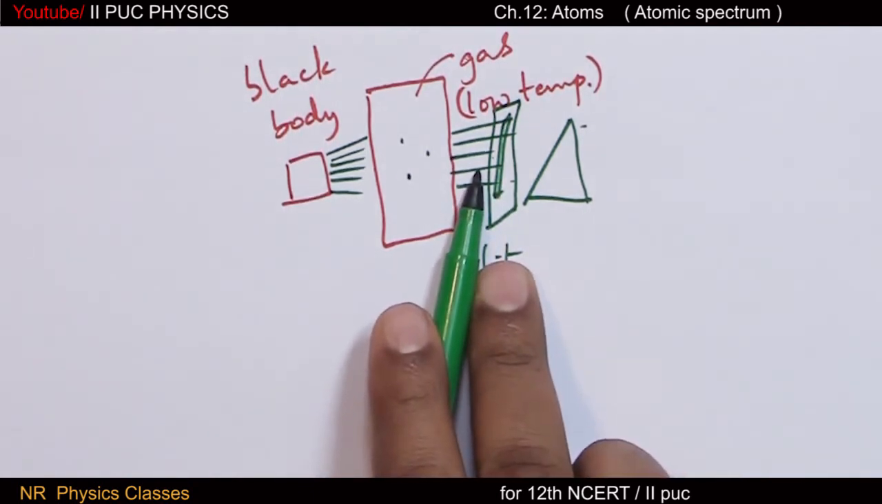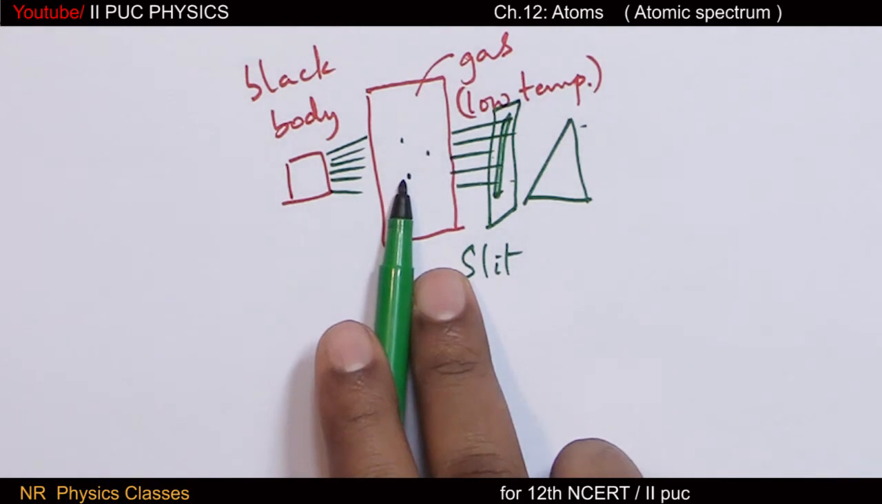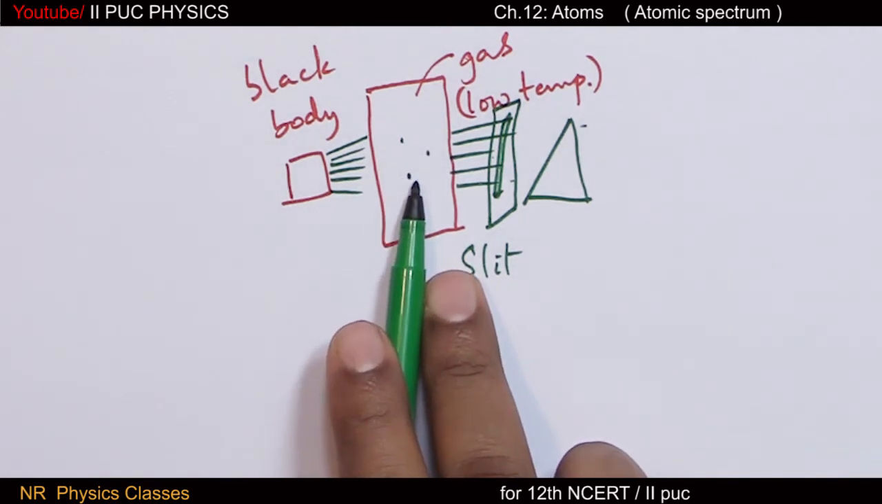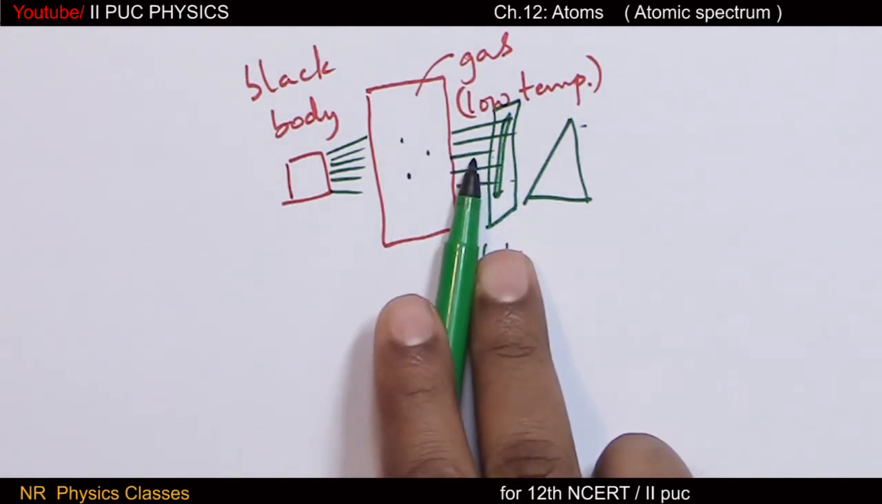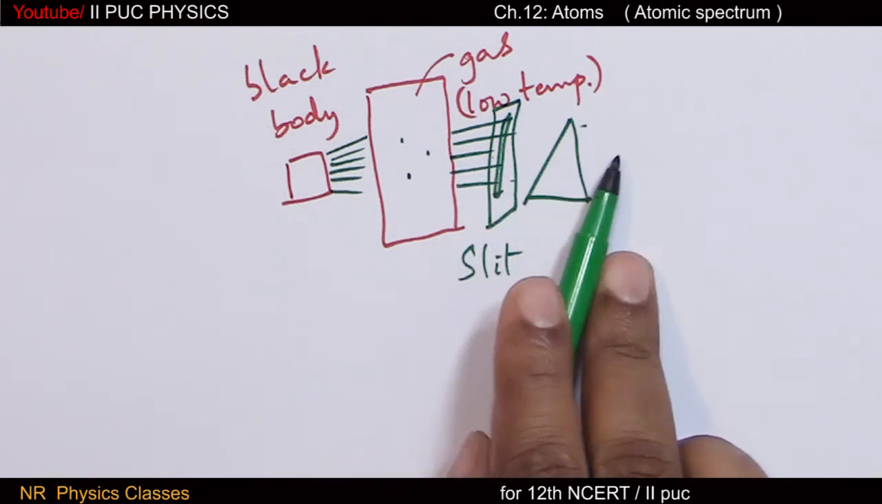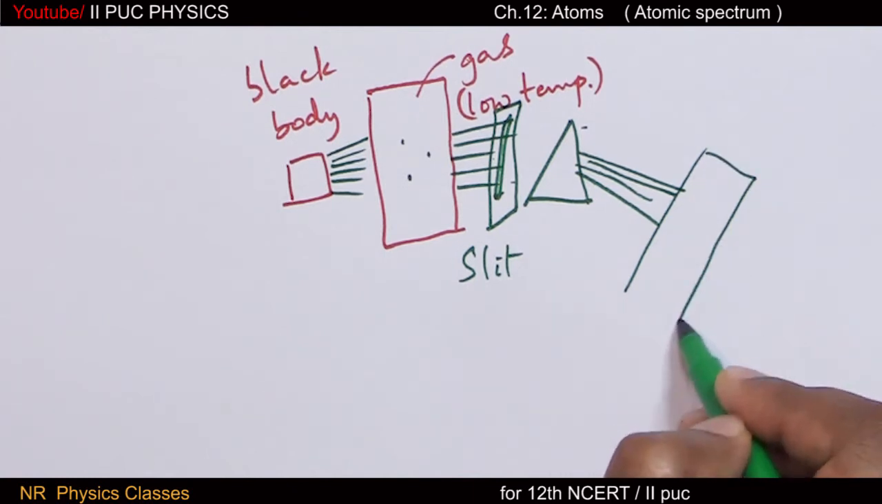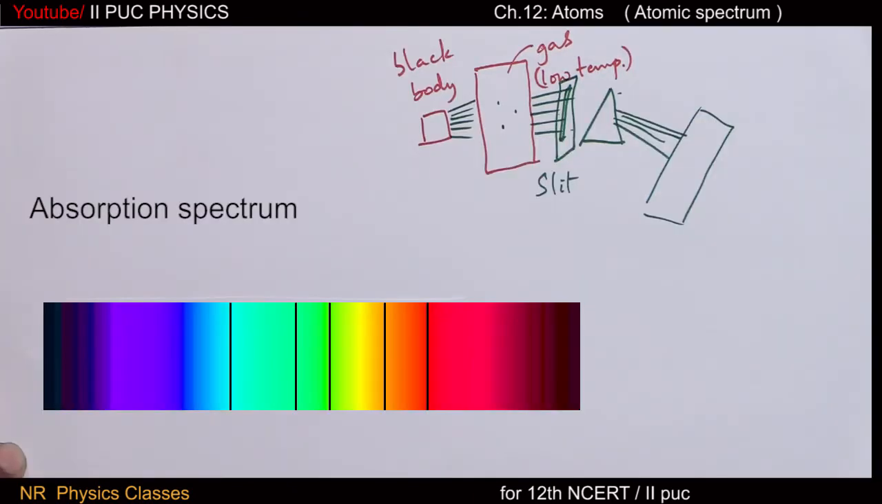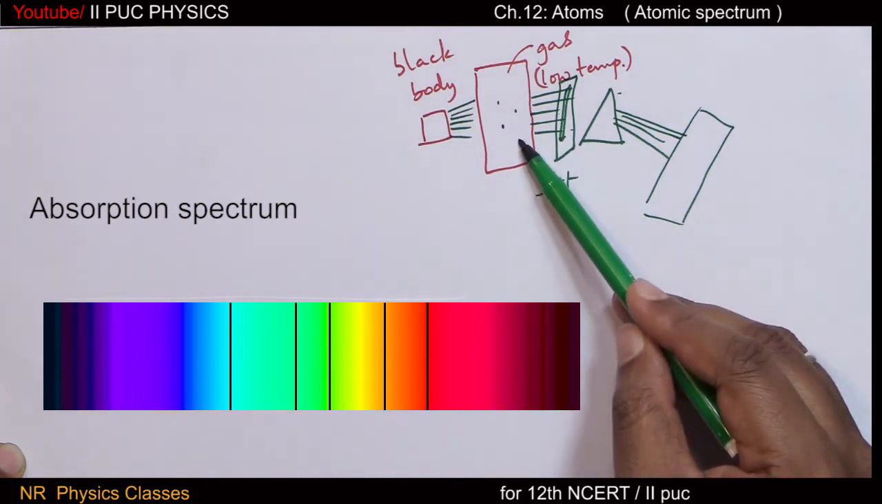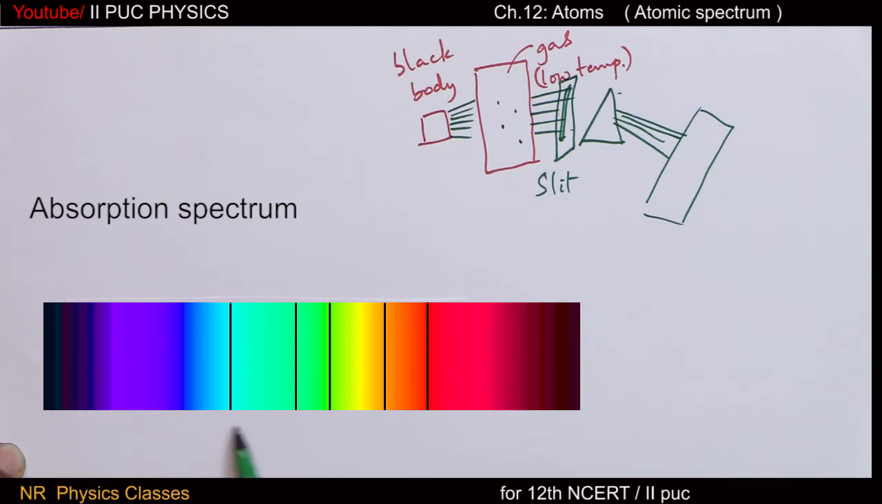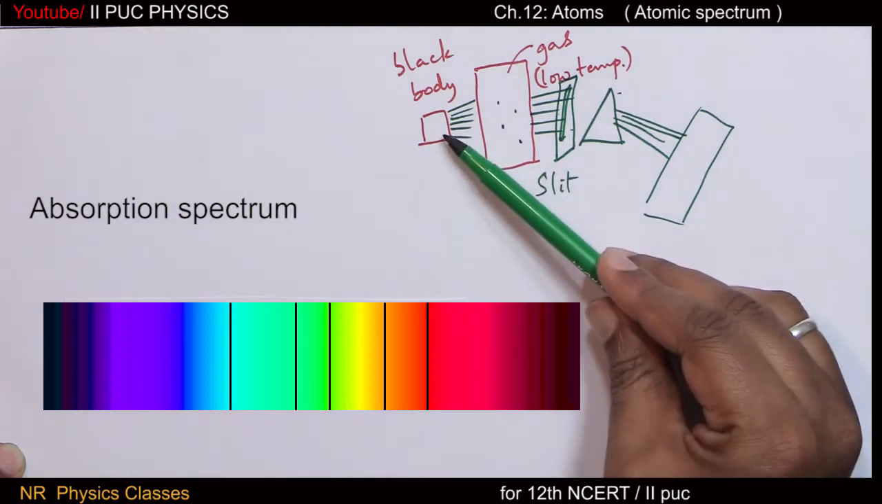This light is obtained after absorption. That is why it is called absorption spectrum. Now this light, when it passes through the prism, it undergoes dispersion, and dispersed light is observed on the screen. Look at the nature of spectrum. There are dark lines. These dark lines represent the wavelengths absorbed by the gas. The bright continuous background is due to black body.